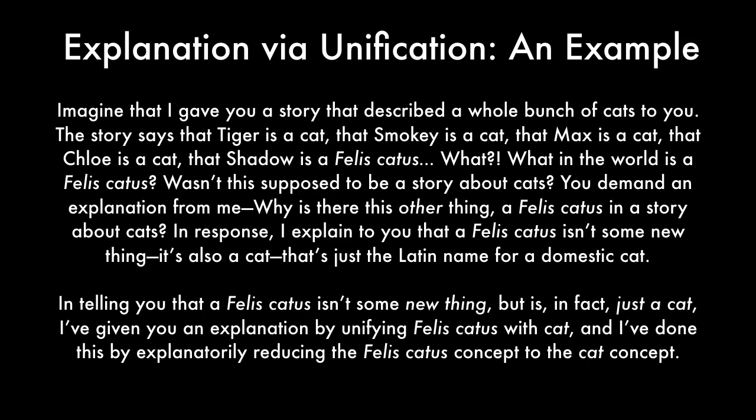In telling you that a Felis catus isn't some new thing, but is in fact just a cat, I've given you an explanation by unifying Felis catus with cat. And I've done this by explanatorily reducing the Felis catus concept to the cat concept. I've said there aren't two things here, there's just one. And once you recognize that the thing that you thought was out of place or new, the thing that surprised you, isn't actually surprising or out of place or new, then I've given you an explanation. That's all scientific explanation amounts to, says Kitcher.